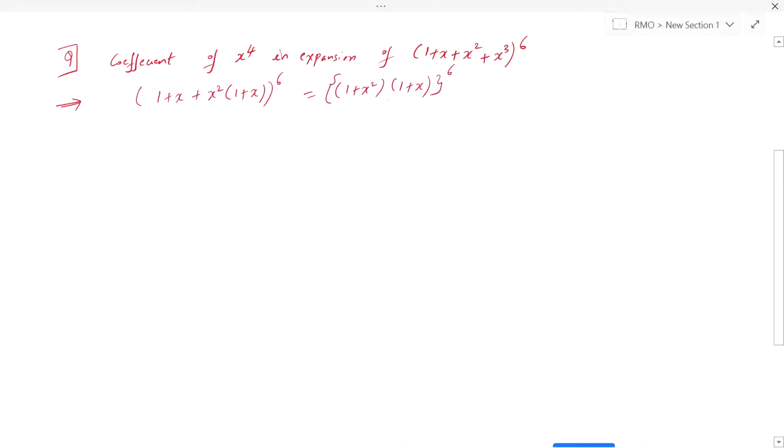Now what I had informed: whichever has the greater power of x, that term you have to expand. So you have to expand this term. Just get the answer. If you keep it in the form of C, that will be fine too.